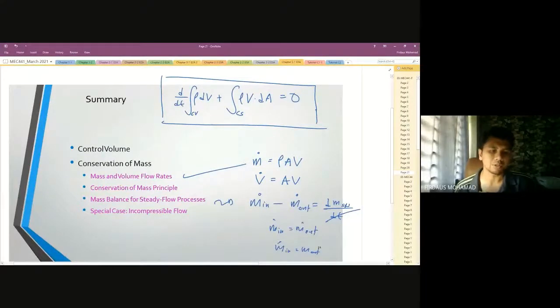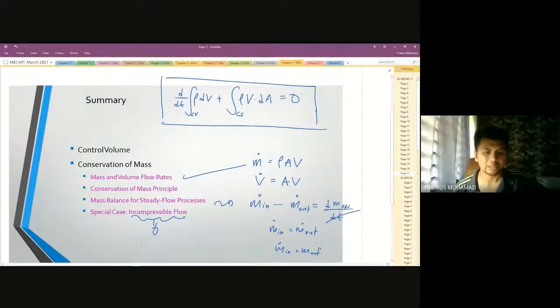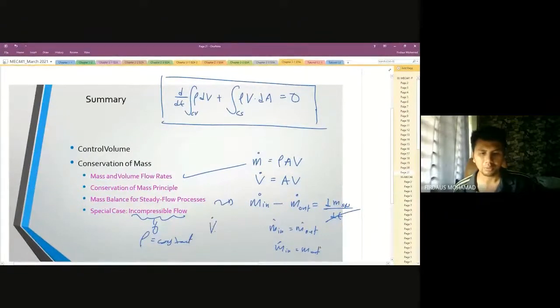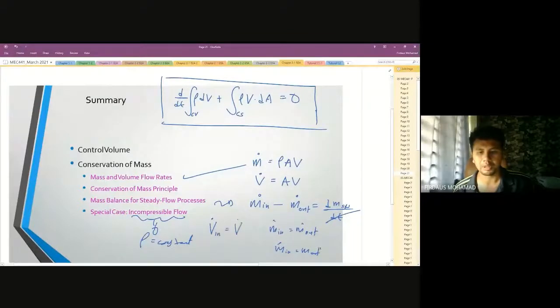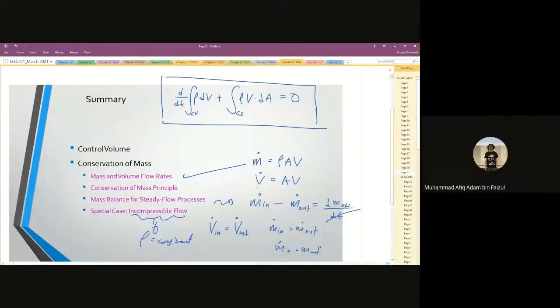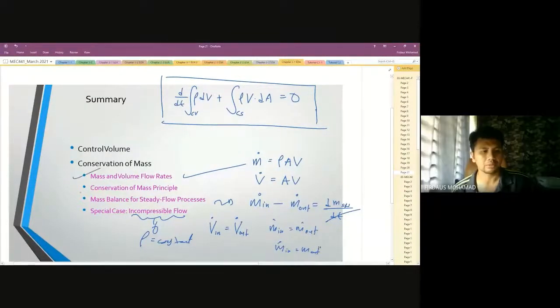Ataupun mass in sama dengan mass out. Okay, yang ni special case untuk incompressible flow tadi. Incompressible flow maknanya apa tadi? Density is constant. So dapatlah V dot 1 ataupun V dot inlet sama dengan V dot outlet. Okay, so check. So settle untuk part 1 untuk chapter 3. Ada soalan?